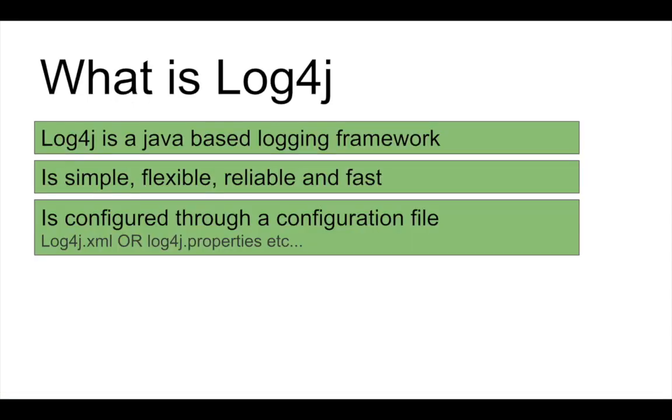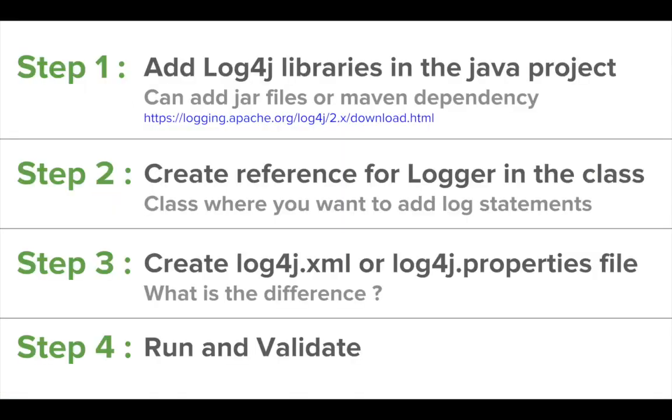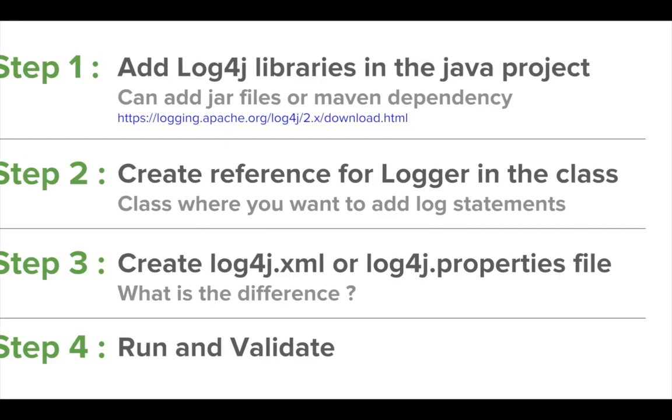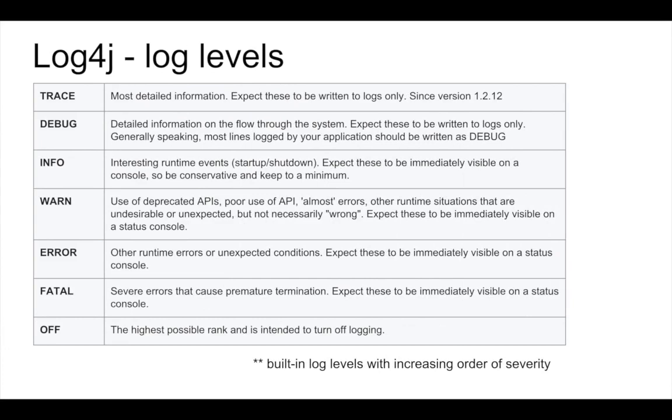In the last session we have already seen what is Log4j. We have also seen how you start Log4j and how you add Log4j libraries into your Java project, how you create references for Log4j, how you create the log4j.properties configuration file, and we also ran and validated it, and we have also seen these different log levels.